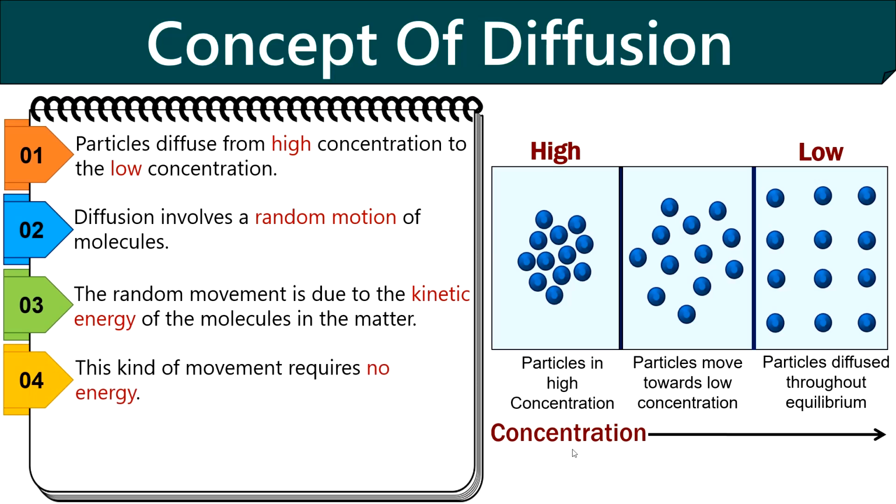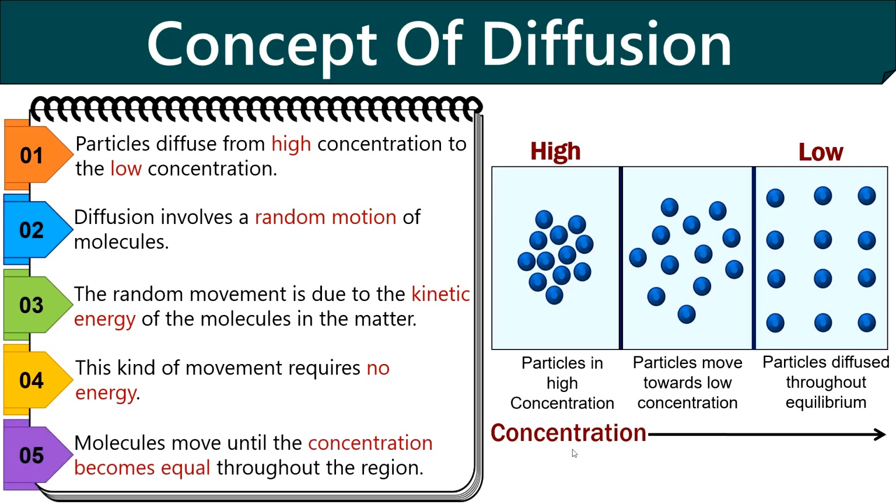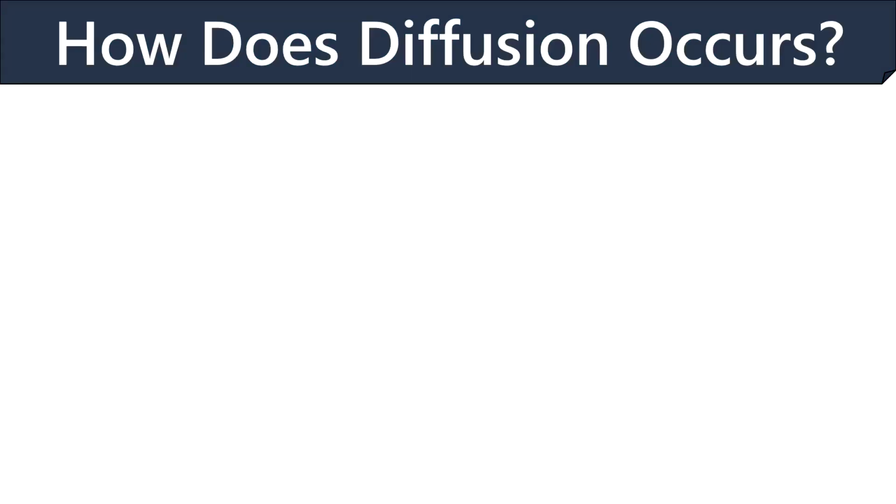Diffusion is a physical process and it requires no energy from outside for the movement of molecules. In diffusion, molecules move from high to low concentration until the concentration becomes equal throughout the space, as you can see in this diagram. Now we will discuss how diffusion occurs by looking into the steps in a diffusion experiment.